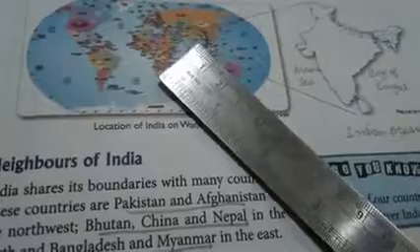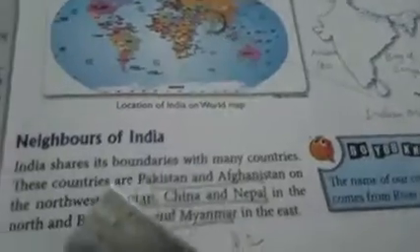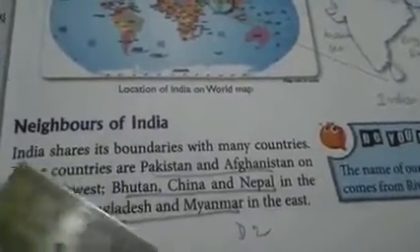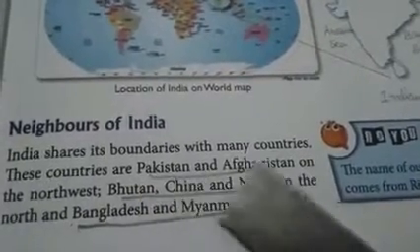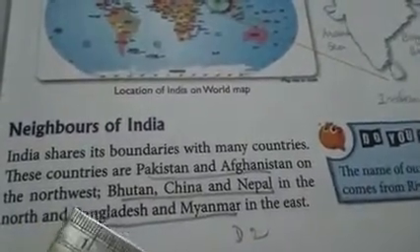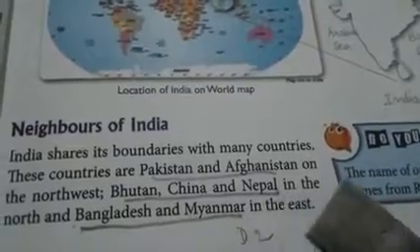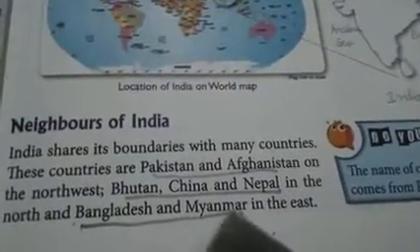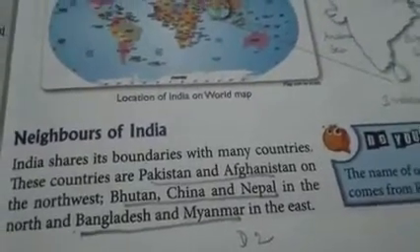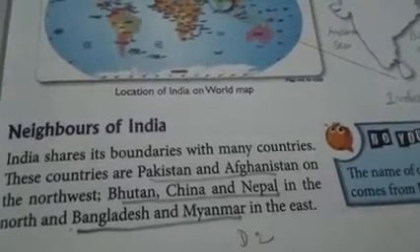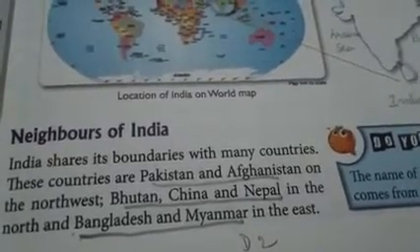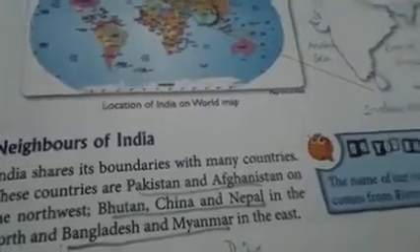This is the world map. Okay, India is here. So who are the neighbors of India? India shares its boundaries with many countries. These countries are Pakistan and Afghanistan on the northwest, Bhutan, China and Nepal in the north, and Bangladesh and Myanmar in the east. So the neighbors of India are Pakistan, Afghanistan, Bhutan, China, Nepal, Bangladesh and Myanmar.